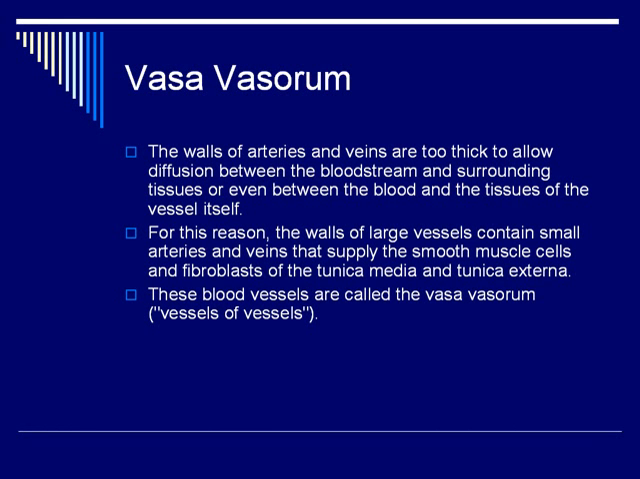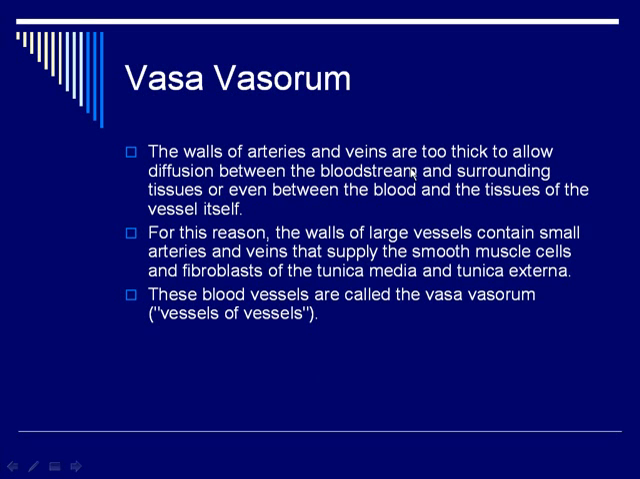For this reason, the walls of large blood vessels contain small arteries and veins that supply smooth muscle cells and fibroblasts of the tunica media and the tunica externa. These vessels are called vasa vasorum. Okay? Now, small blood vessels like capillaries, do they have vasa vasorum? No, they don't. How do they get blood supply? Through diffusion, like I said up here above.